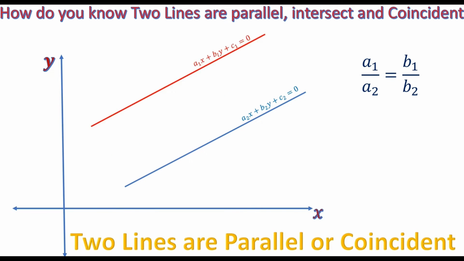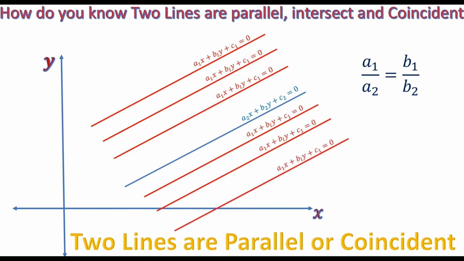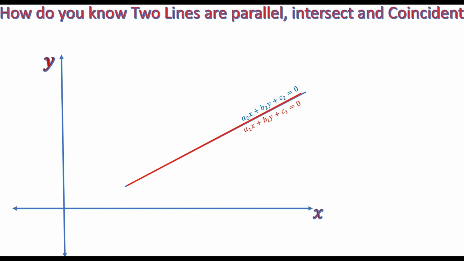How are the lines parallel? This is one parallel line, and this is another parallel line. These are all called parallel lines to the original line. When two lines are coincident, the condition should be that it must also be equal to c1/c2. The first two terms, a1/a2 = b1/b2, mean it has the same slope and it may be parallel or coincident. If c1/c2 is also equal, then the two lines will be coincident and become a single line.